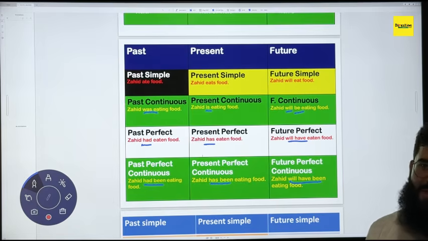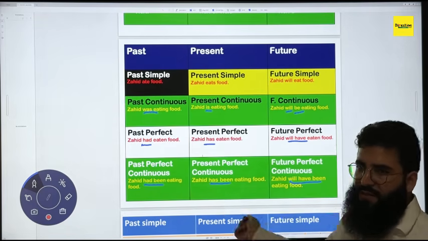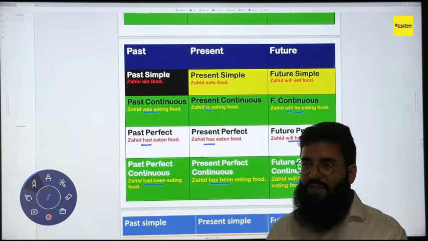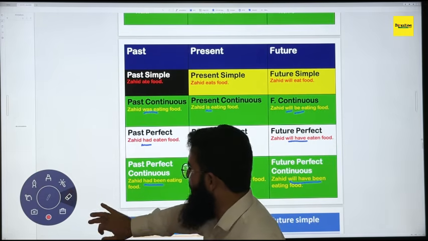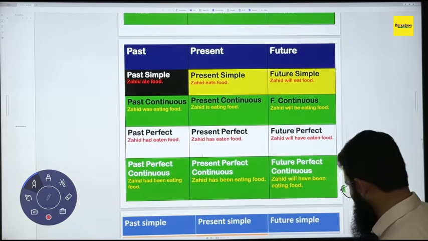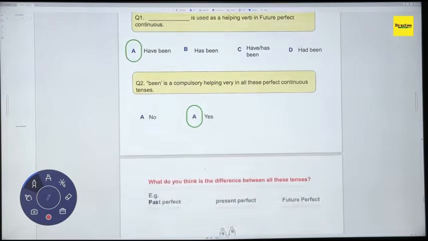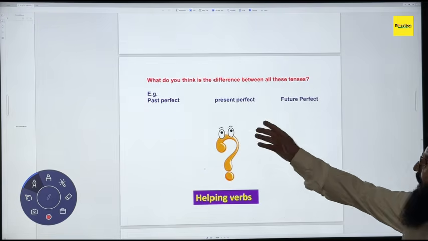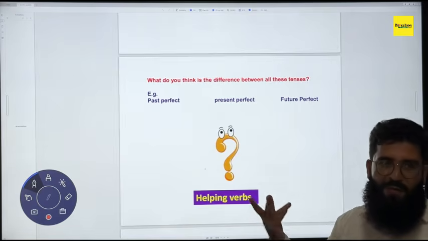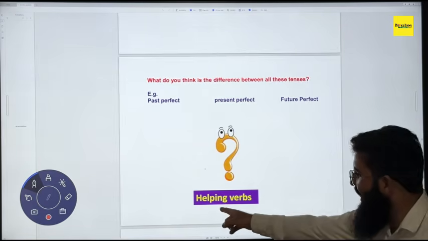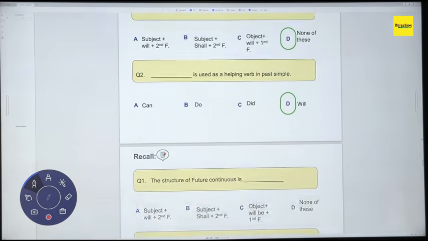So helping verbs will differentiate, because Zahid is used in all tenses. Eat is used in all tenses. Food is used in all tenses. What is the difference? Helping verb. Helping verb makes the difference. So there will be one question here in the exam, for example: which word makes the difference in all of these tenses? What do you think is the difference between all of these tenses? Subject is not the difference. Zahid is everywhere. So the difference is helping verbs. Is this clear? And now there are some quiz questions, and I'll see if you can do them.